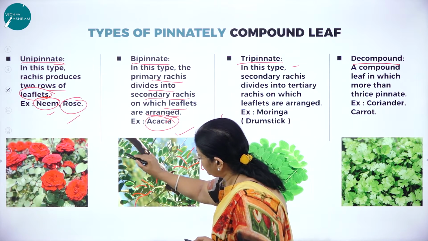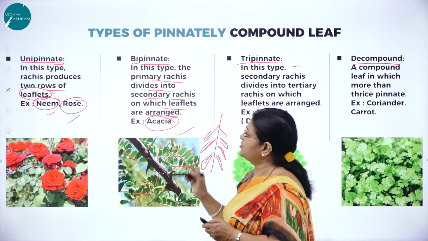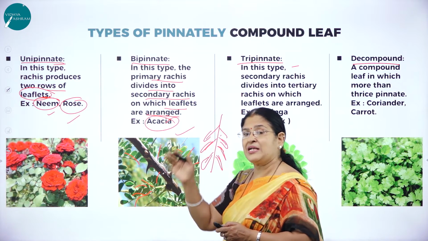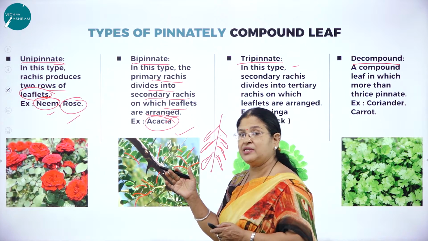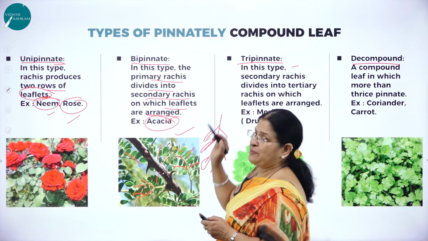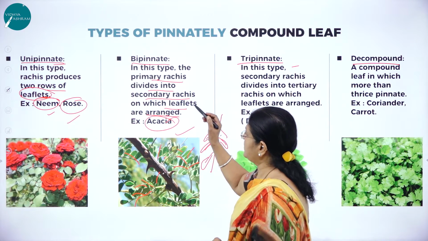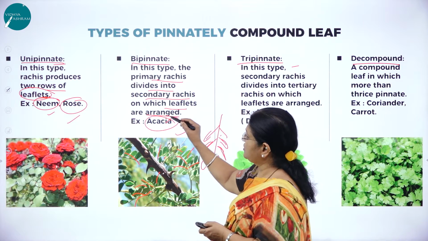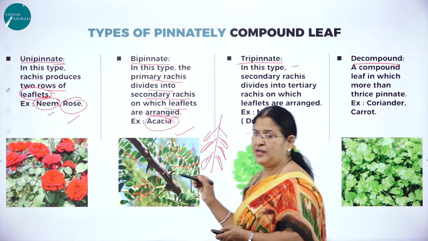It is divided like this. So acacia. Unipinnate, in this type, the rachis. What is rachis? The main axis on which the leaflets or the pinnae are borne, right? So bipinnate, in this type, the primary rachis divides into what? Secondary rachis, then on which leaflets are arranged. That is example acacia.